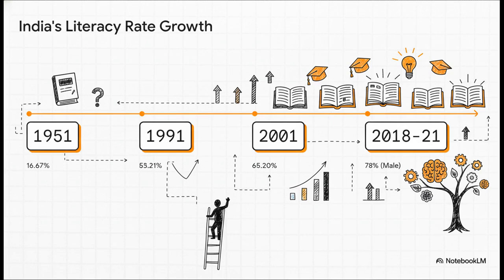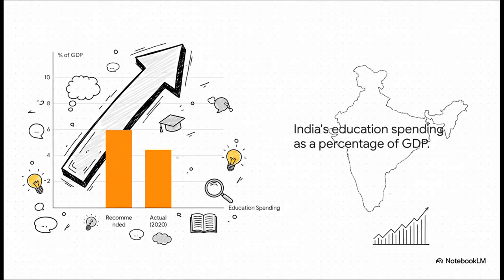Back in 1951, soon after independence, barely 17 out of 100 people in India could read or write. It's quite sad. But look how we have climbed. We crossed the halfway mark in the 90s, and now we are at nearly 78%. That's a massive achievement for our country. But there's still work to do.